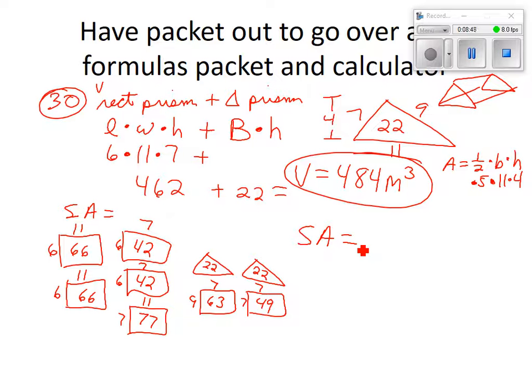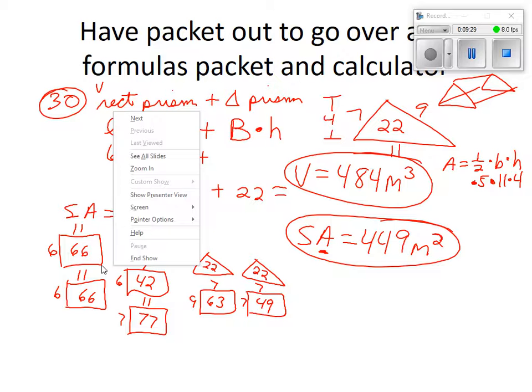I still keep getting 409. I'm getting 449. Oh, I forgot to add the 22 plus 22. So 449? Yes. What's our units? Meters. Just meters? Remember, anytime it's area, even if it's surface area, it's still square units. So meters squared. Volume's always cubic units. Perimeter and circumference are always just regular units, and any kind of area, surface area, or whatever area it is, is always square units.